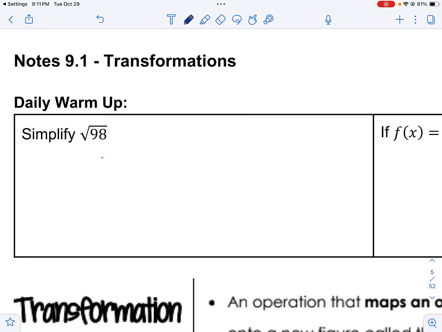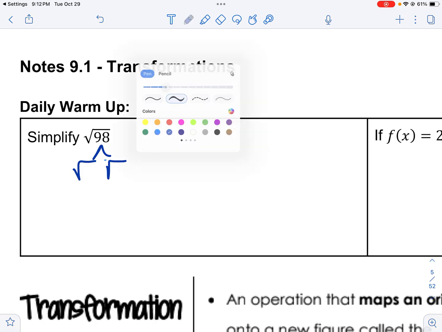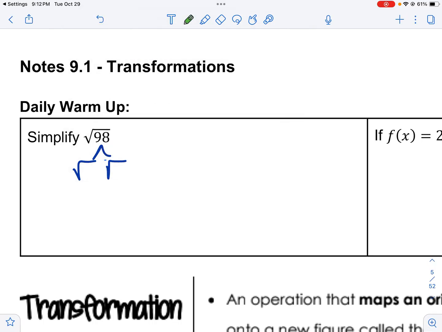the daily warm-up. All right, so we have already simplified square roots when we did distance formulas. So we need to break this square root down. And remember, we don't want to just break it down into any numbers. We want to break it down into perfect squares. So remember, 2 squared is 4, 3 squared is 9, 4 squared is 16, 5 squared is 25, 6 squared is 36, 7 squared is 49, 8 squared is 64, 9 squared is 81, and then 10 squared is 100. So those are our first group of perfect squares.